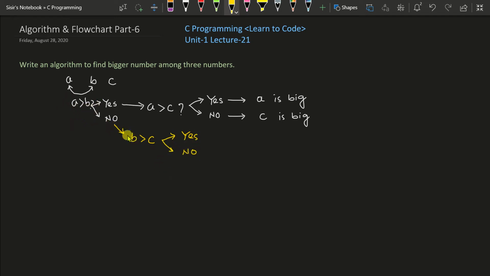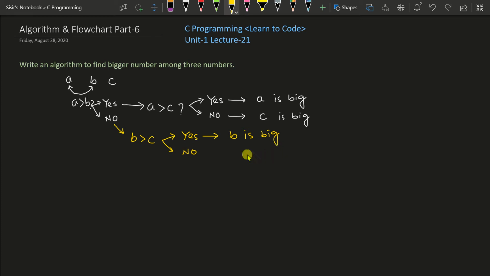Now try to understand these two parts. First of all, A greater than B is false, means it is no. So if A greater than B is false, that means B is bigger than A. Now I have to check whether B is greater than C or not. If B greater than C is yes, means it is true, then obviously B is bigger than both of these, because B is already bigger than A according to this rule, and B is bigger than C according to this rule. So if it is yes, then we can write B is big.